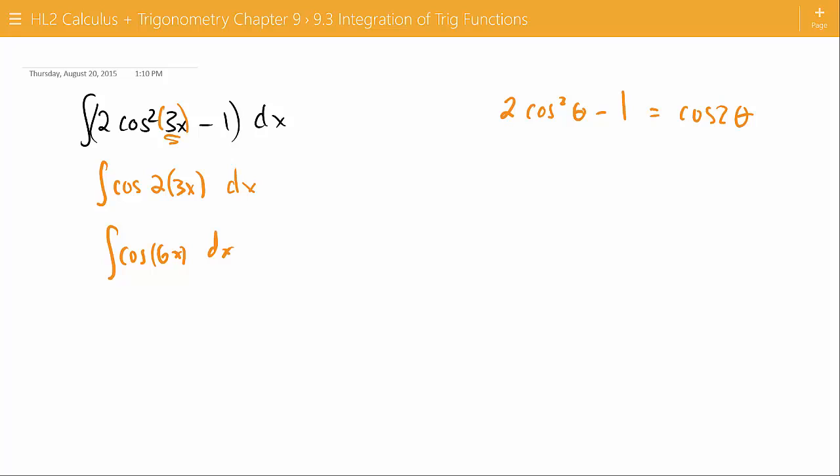And now we're off to the races. This is something that we can do a u substitution for, or we can recognize that when it's just a constant times x in there, we have 1/6 times that integral, 1 over the constant. And the antiderivative of cosine is sine plus c. And there we go. One more example down.